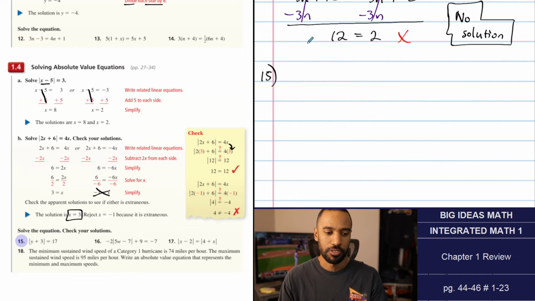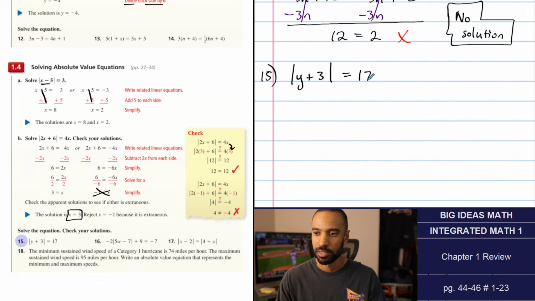Let's go to number 15. We have the absolute value of y plus 3 equals 17. This is a case, once again, where we try and see what can y plus 3 become. It can be 17 or negative 17. Either or, you take the absolute value of either of those, you will get 17 as a result.